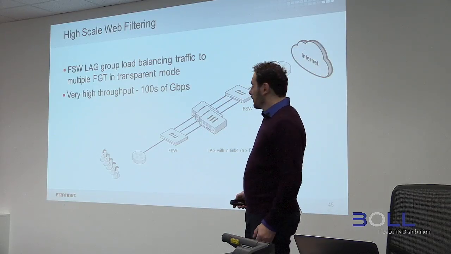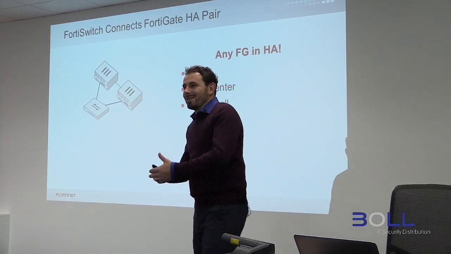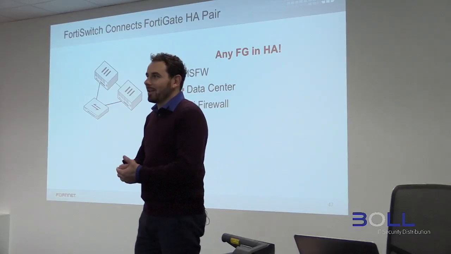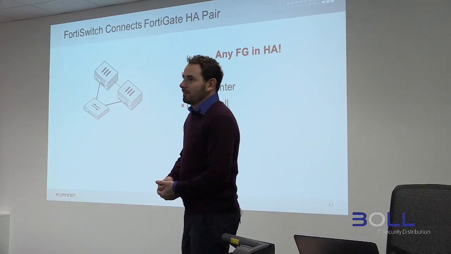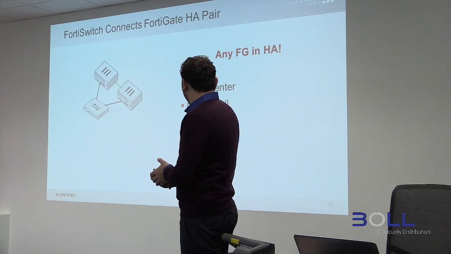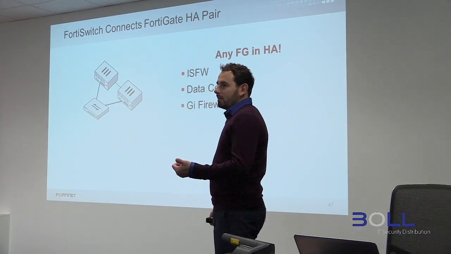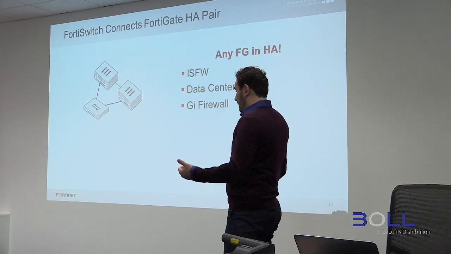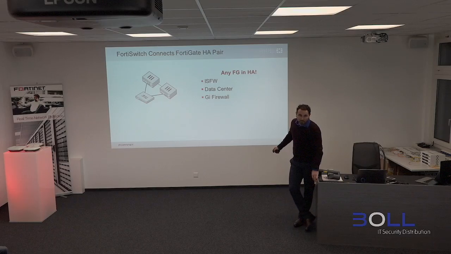So just another use case, but the most common, again to emphasize, is the FortiGate in HA. FortiGate in HA, you must have a switch. So FortiSwitch is there to interconnect them. It can be any deployment, because if FortiGate is in HA, it can be the segmentation firewall, like even a mobile carrier. So in the Gi firewall, we have FortiSwitch deployed there also.